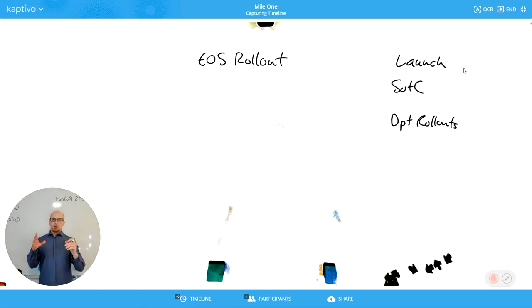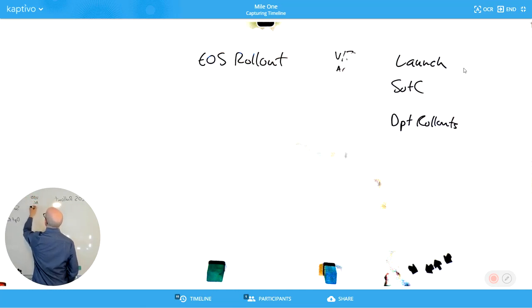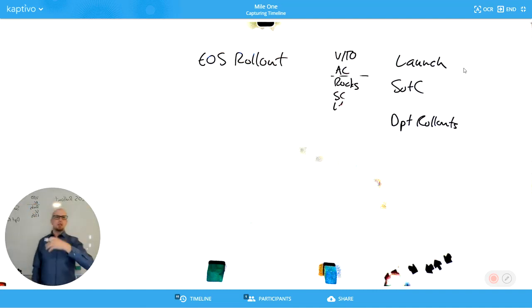As you will recall, in EOS we have 5 foundational tools. Extra credit if you know what they are before I even write them down. They are the VTO, the accountability chart, your rocks, your scorecards, and your Level 10s. All 5 of these in the rollout will cascade to everybody in the organization.